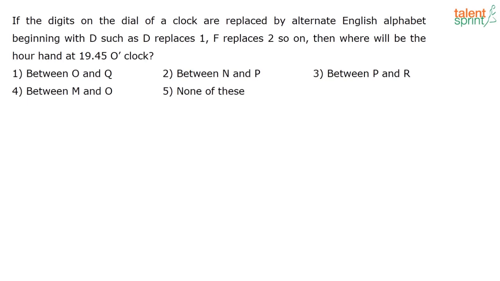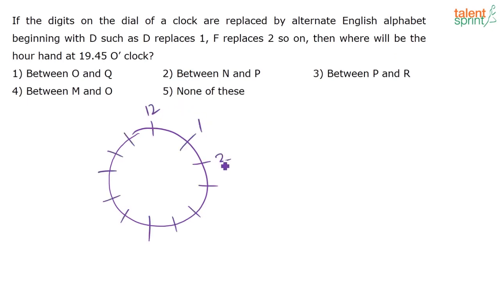So this was a little different question that we saw in one of the papers. It is more or less the same, the logic is the same, but the question is framed in a bit different way. So try to solve this question. This is the last question for alphabet, and with this we'll move to ranking. So if the digits of the dials of a clock are replaced by the English alphabet beginning with D, such as D represents 1, E represents, F represents 2 and so on, then where will be the hour hand at 1945? So what is the answer for this question? Give me the answer.